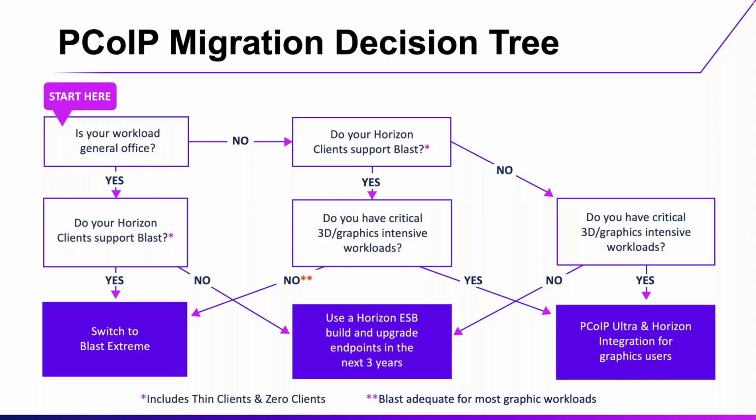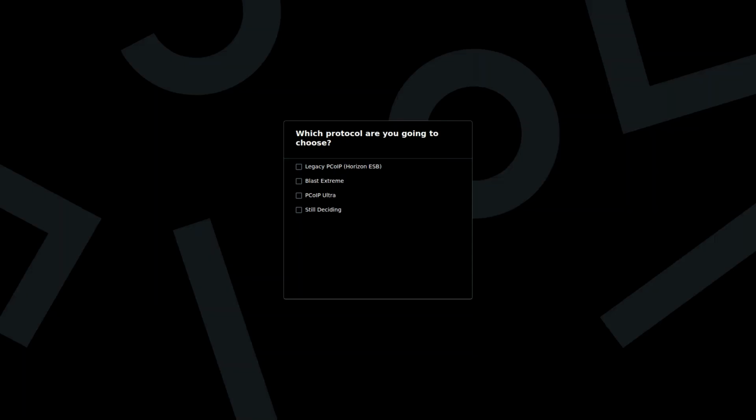All right, let's do a poll. Let me find poll number 3. Let's see which direction the audience is going to go. The next poll is which protocol are you going to choose, and select one or more of the following. We've got 10% votes in already, 20%. We've got good participation here, Christina. It's looking good.